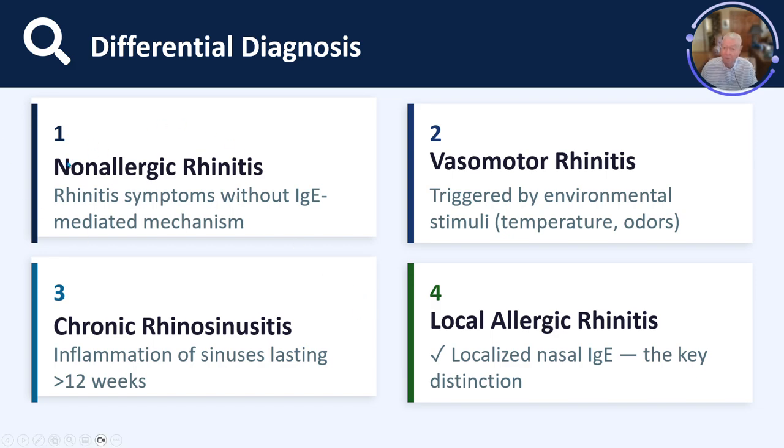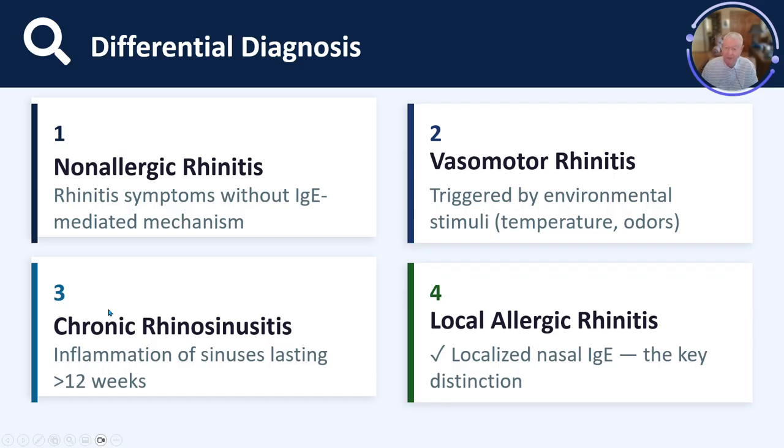It could be, number one, non-allergic rhinitis, which mimics allergic rhinitis, although generally that's a pretty constant chronic problem, and it may be aggravated by different temperature or dust, but not a specific pollen season. Vasomotor rhinitis is another, with similar symptoms, probably less itching, less eye symptoms, again triggered by temperature, odors, things like that.